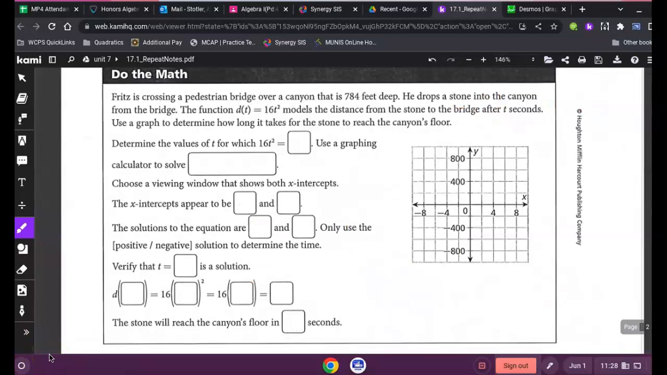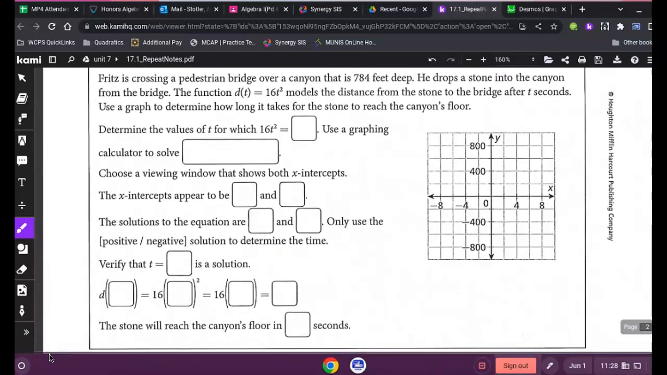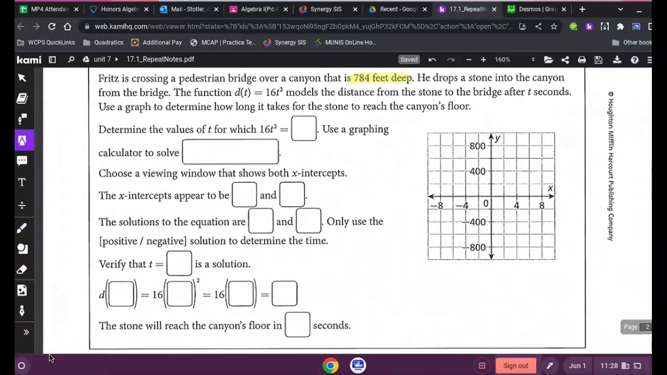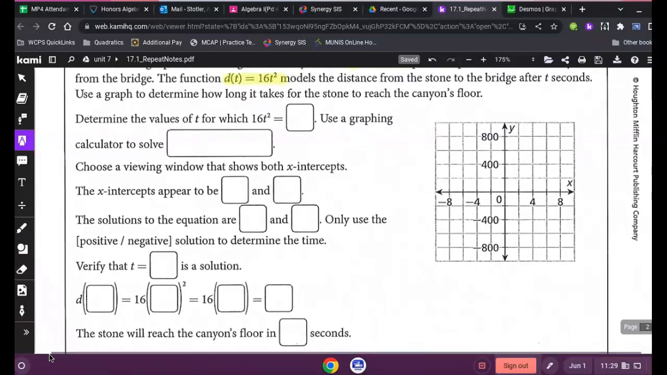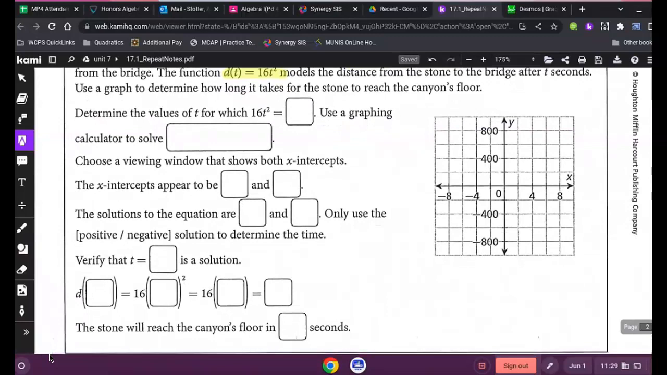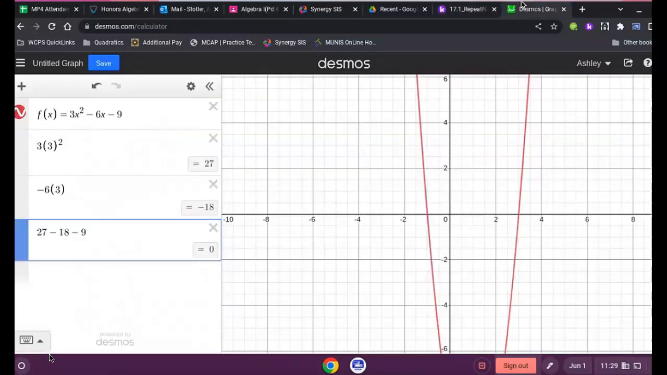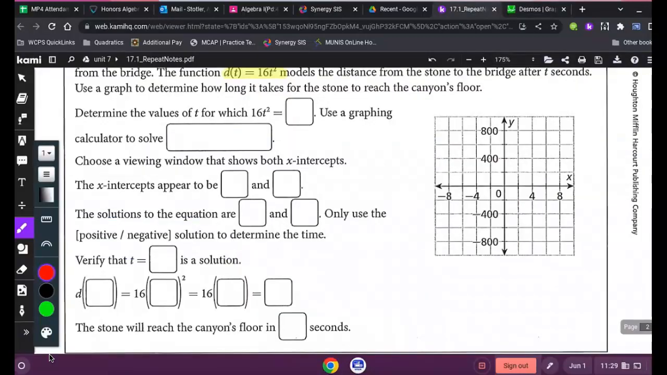So Fritz is crossing a pedestrian bridge over a canyon that is 784 feet deep. So you're going to want to underline that. He drops a stone into the canyon from the bridge. The function, it's the same one, d of t equals 16t to the second power. So we're going to use a graph to determine how long it takes for the stone to reach the canyon's floor. So we're going to determine the values of t.